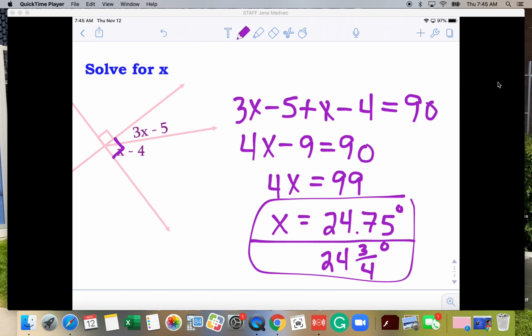And notice that I'm not talking about slope. Because I'm not talking about slope in this particular example, my answer can be 24.75 or 24 3/4. If they ask you to round to the nearest tenth, that'd be 24.8. So you just need to really pay attention to what you are solving and what the directions are as far as whether you need to round or not.